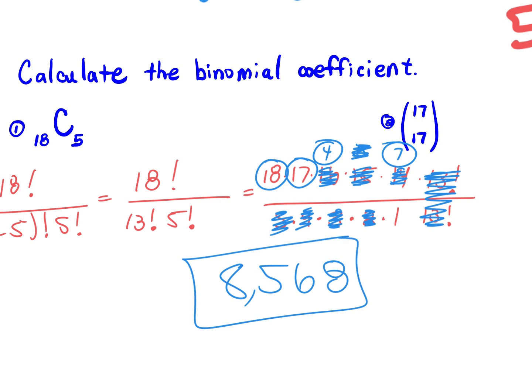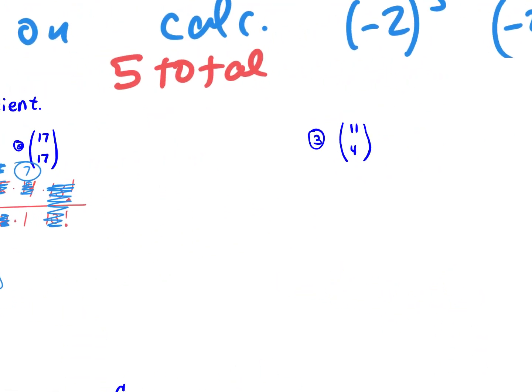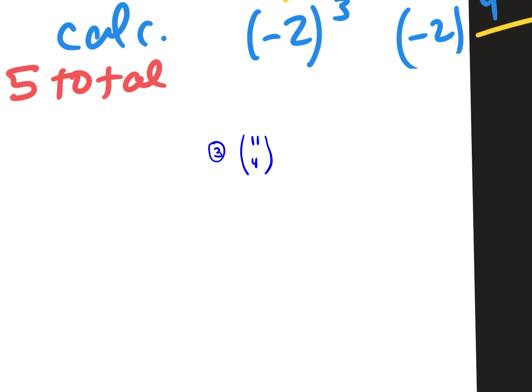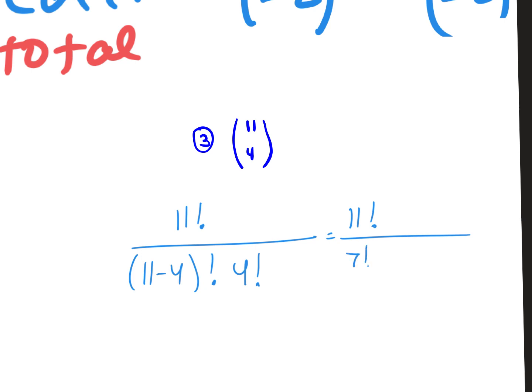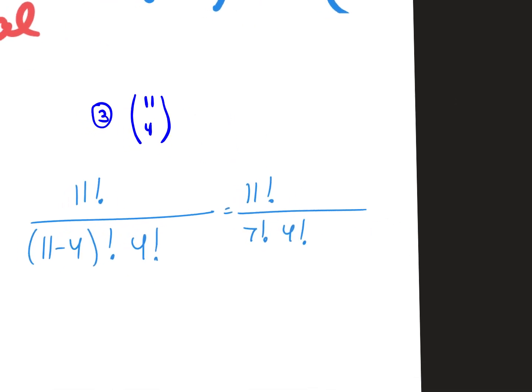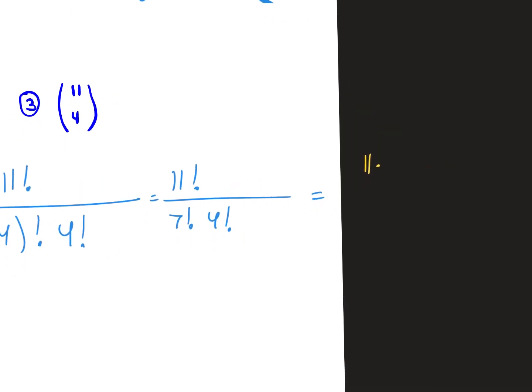You have 5 questions. 2 are like this. So you have one like this, and then you have one maybe that's written up and down. Same thing. What goes on top? 11 factorial over 11 minus 4 factorial times 4 factorial. So 11 factorial over 7 factorial, 4 factorial. Then you have 11 times 10 times 9 times 8 times 7. Can I stop at 7? Yep. And I still have 4, 3, and 2 on the bottom.